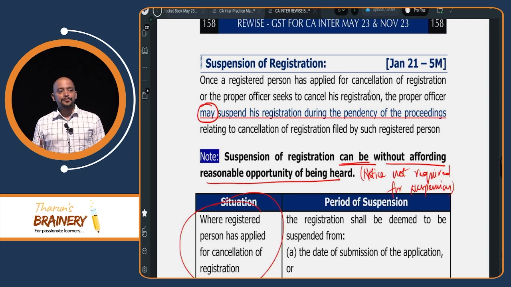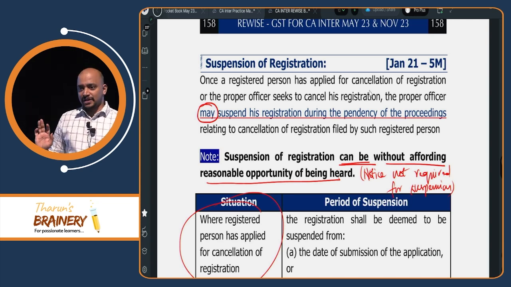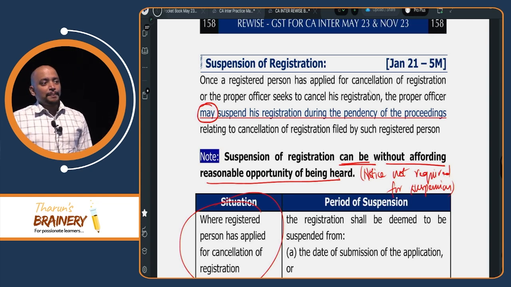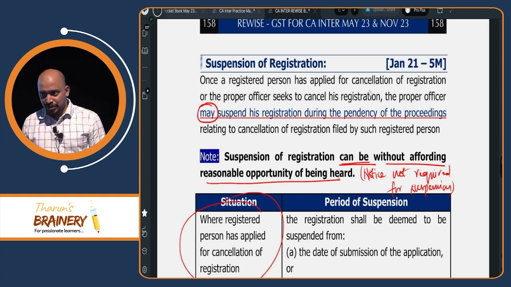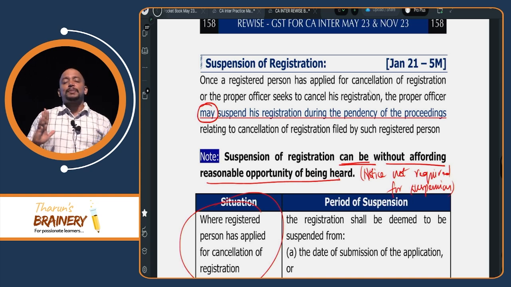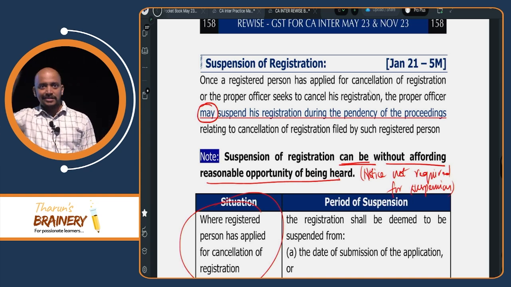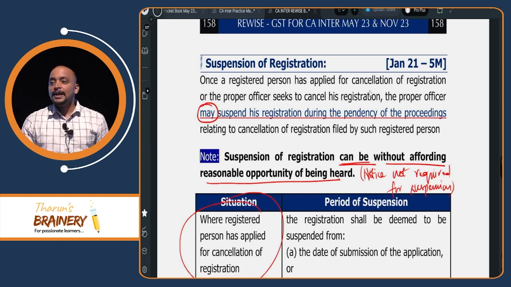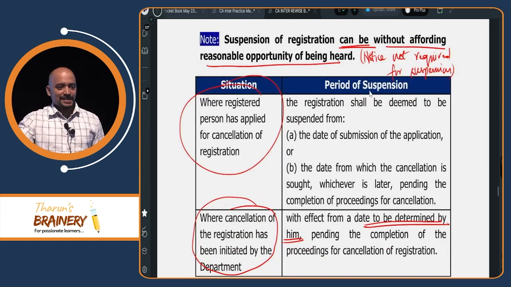First, meaning of suspension of registration. Whenever a person is making application for cancellation or proper officer initiates cancellation, the proper officer may suspend the registration of a person. And registration of a person can be suspended without giving any notice. First point. Second point, period for which registration will be suspended.